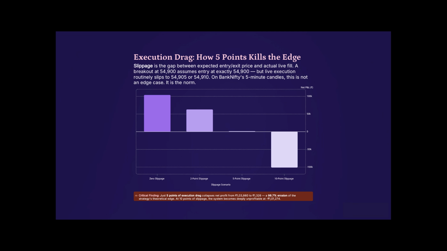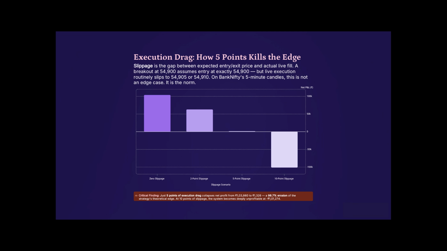With zero slippage, the strategy made 103,860. With 2-point slippage per execution, it made 62,886. With 5-point slippage per execution, it made only 1,326. And with 10-point slippage per execution, it lost 101,274. Now this is a very important finding. The entire strategy's profit almost disappears with just 5-point slippage per execution. That means the edge is very thin.